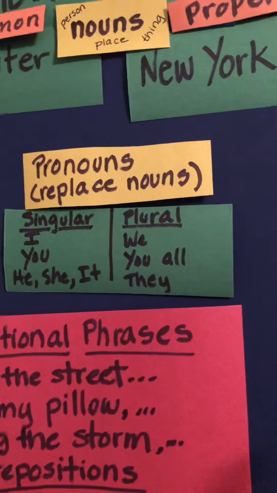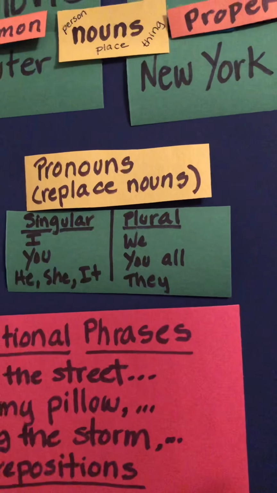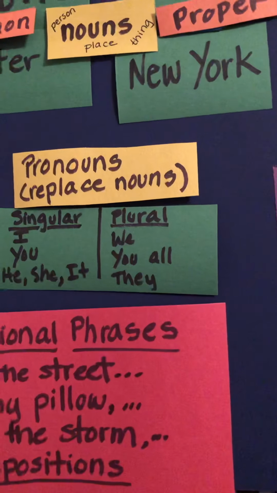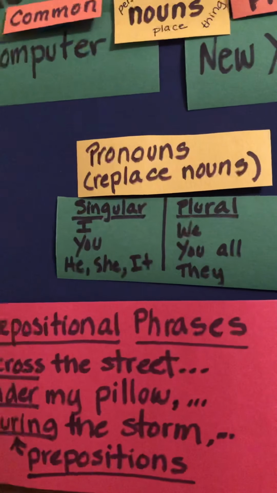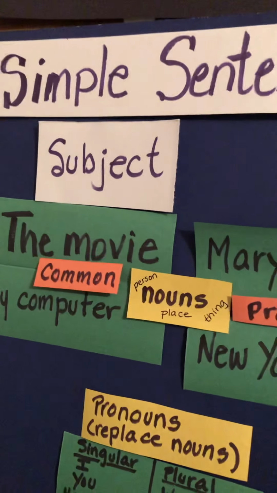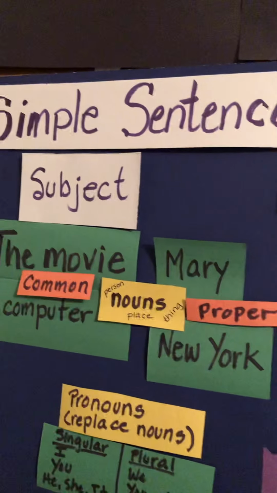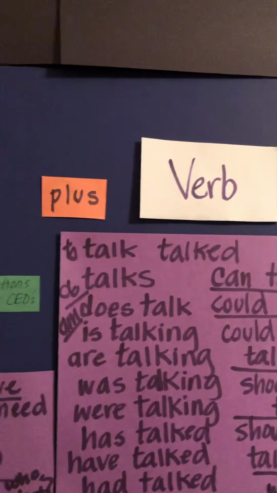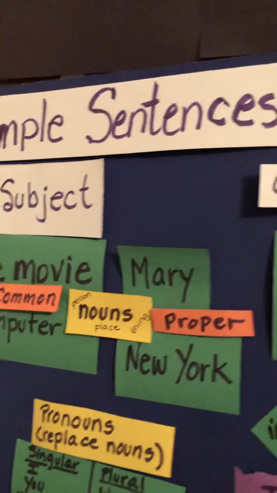So the dog got loose would be your subject and your verb. The dog would be your subject. Got loose would be your verb. Okay? And so this gives you, I hope, a good idea of how to form simple sentences. And remember, if you do not have a subject and a verb, you don't even have a simple sentence.